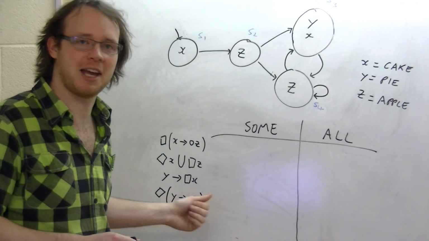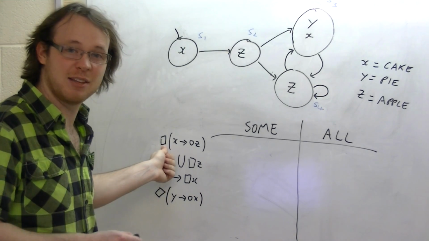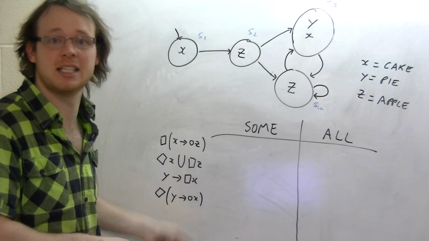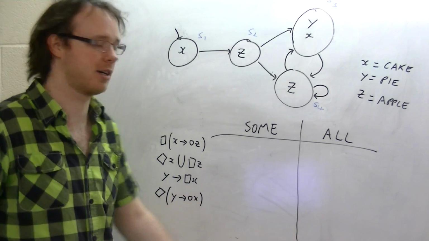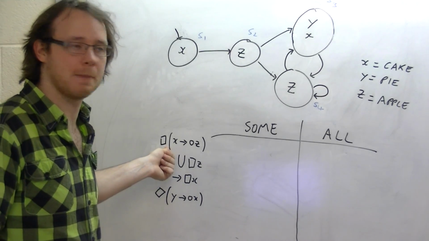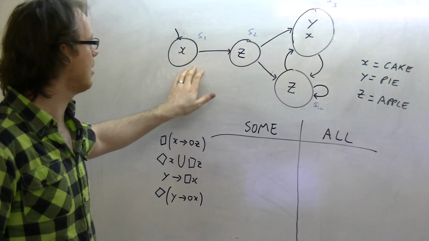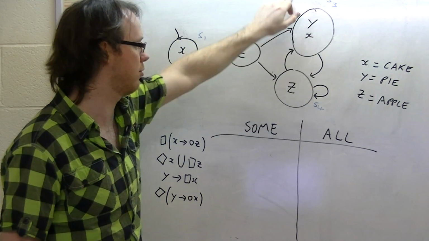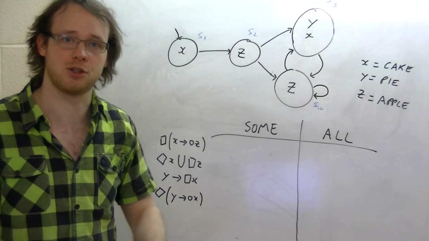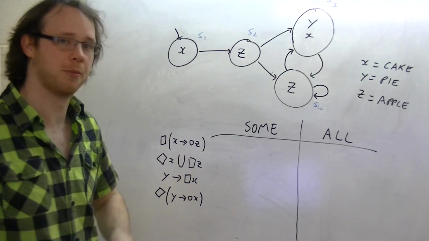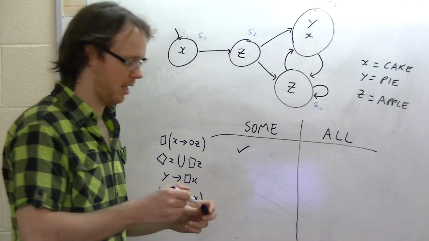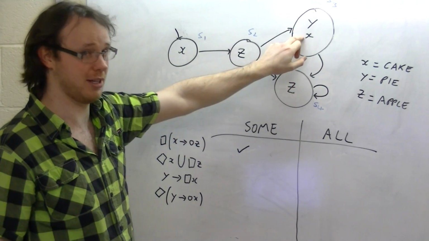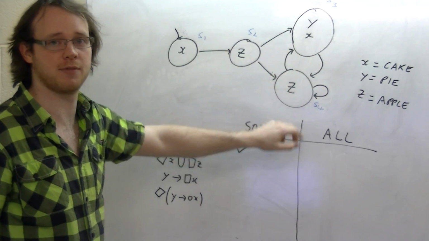This is a safety property because it's got an always at the front. To make a safety property true, you need an infinite path because you need to know what happens forever, because this says forever. So S1, S2, S3, S4, S3, S4, S3, S4, alternating between those two forever makes this true. Because X is true in S3, and then Z is true in S4.